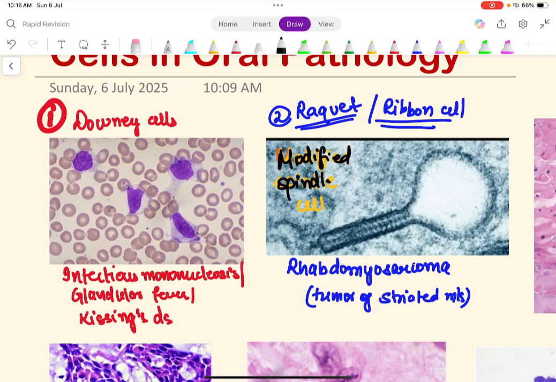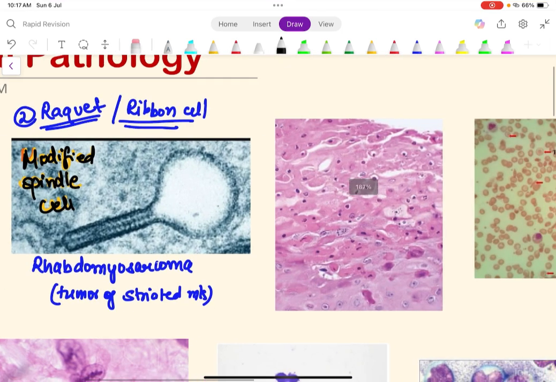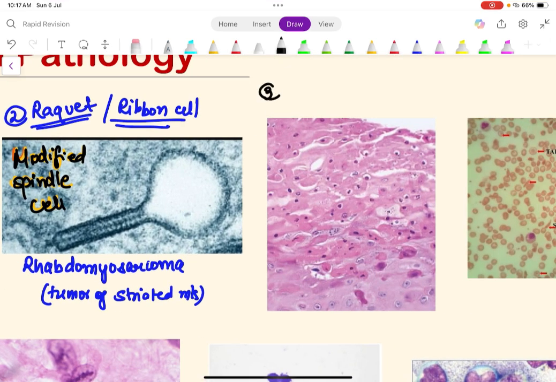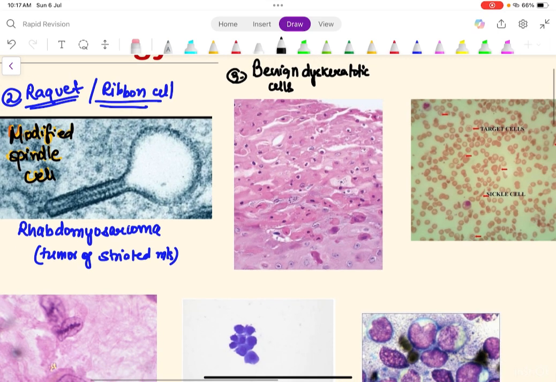Spindle cell. All right, now let's go through the third one. This is a tough one to crack, but these are just some benign dyskeratotic cells. For this you have to remember dyskeratosis follicularis. If you remember, this is related to the trifecta of corpse, rods and grains.